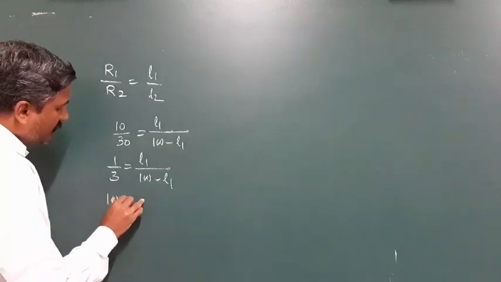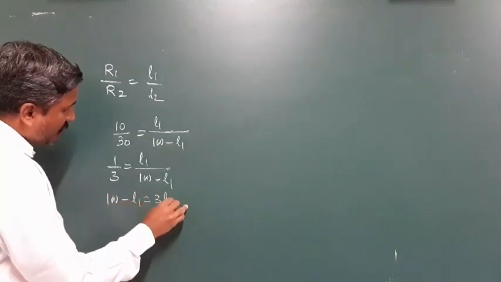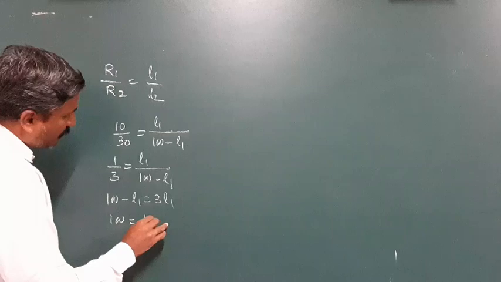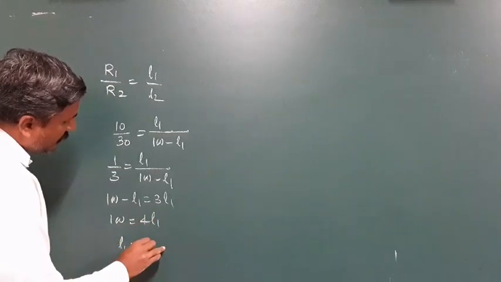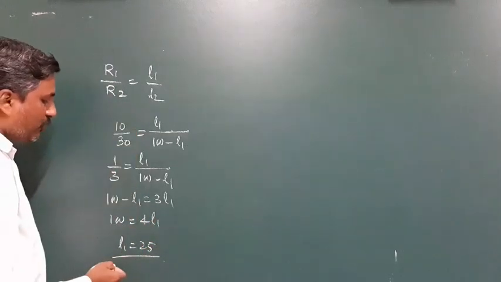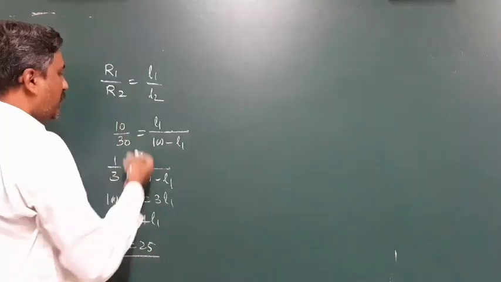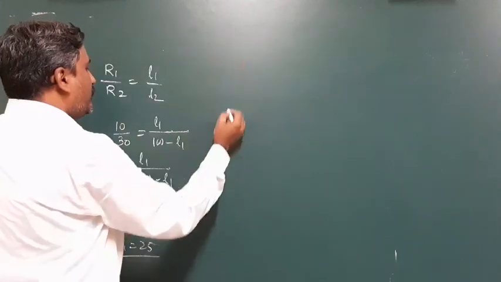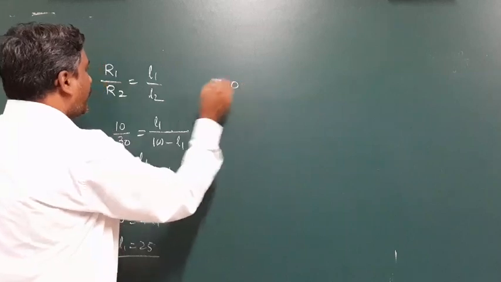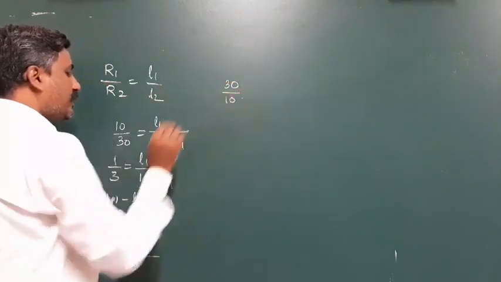So it becomes very simple. 100 minus L1 equals 3L1. So 100 equals 4L1, so L1 becomes 25. Now the resistances are interchanged, meaning in the left gap there is 30 and in the right gap there is 10.